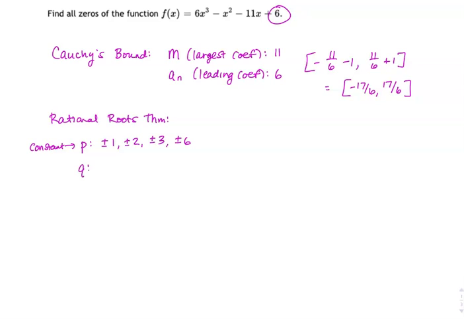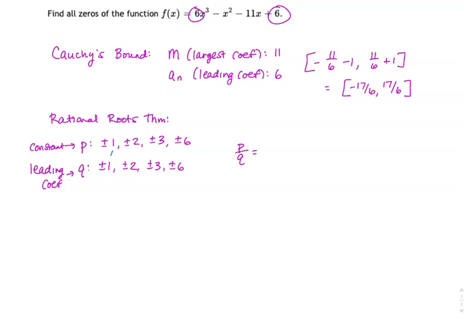Then we're going to make a list of values for q. This comes from the leading coefficient. So that's also 6, so it's going to be the same list this time. So we use the constant and then we use the leading coefficient. So now I'm going to make a list of possible values for p over q. So what I'm going to do is divide each of my values of p by my possible values of q.